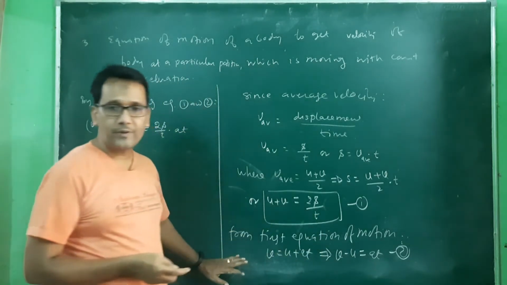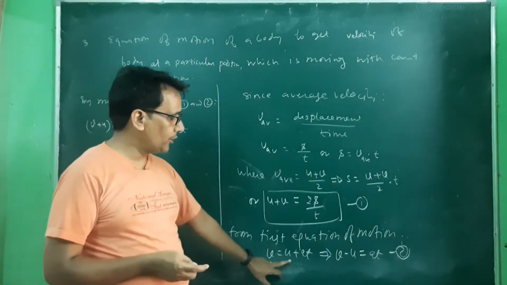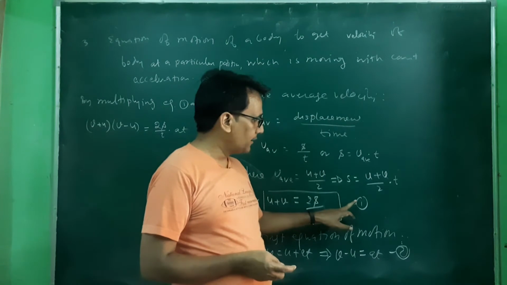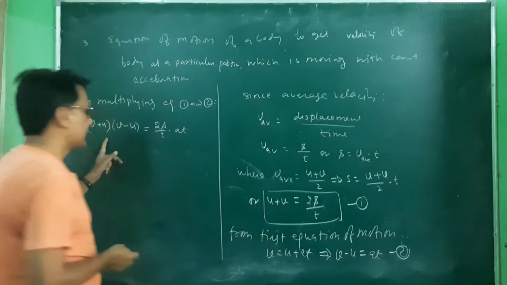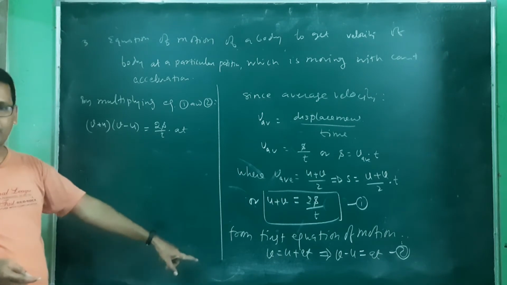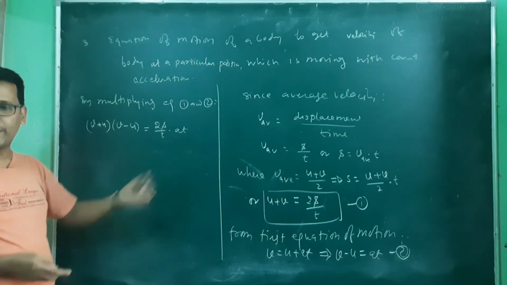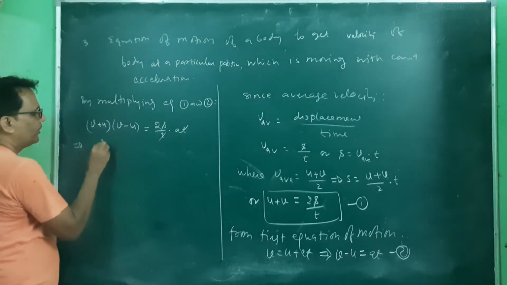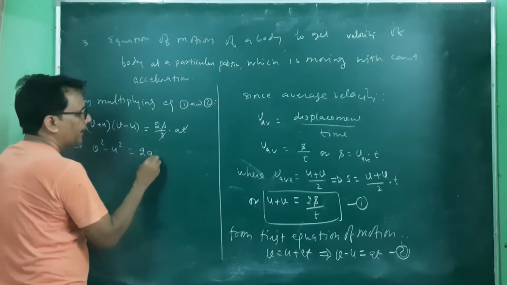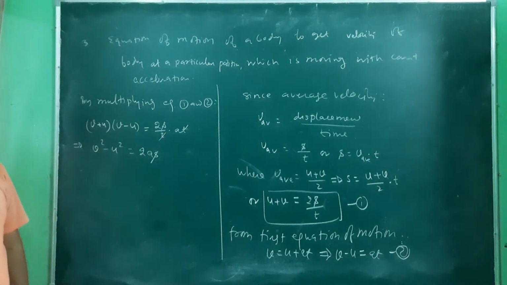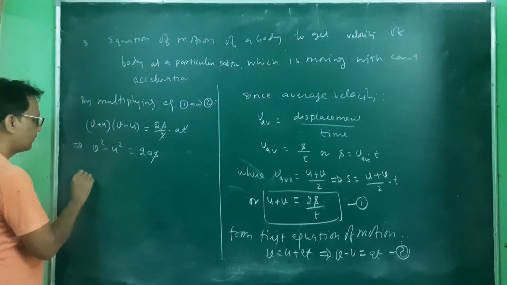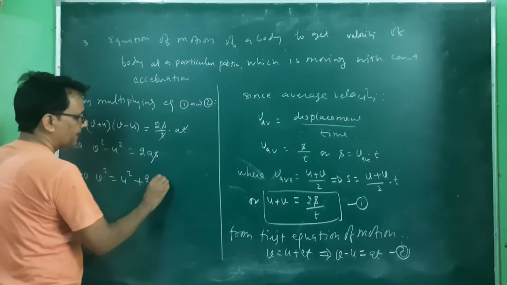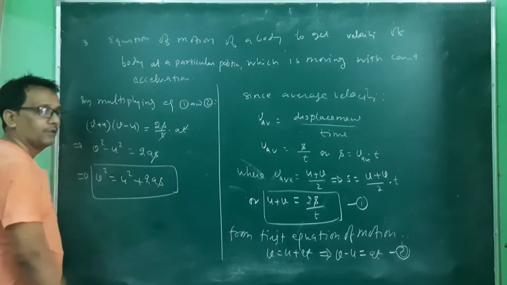Second, we are using the first equation of motion. So v is equivalent to u plus at, and we are solving this for v minus u, which is equivalent to at. Now we are multiplying equation number 1 and equation number 2 and getting this. So this is v plus u multiplied by v minus u on the left hand side, and the right hand side is 2s by t multiplied by at. So this t will be cancelled out, and this is equal to v square minus u square, which is equivalent to 2as. So now v square is equal to u square plus 2as. This is the third equation of motion.